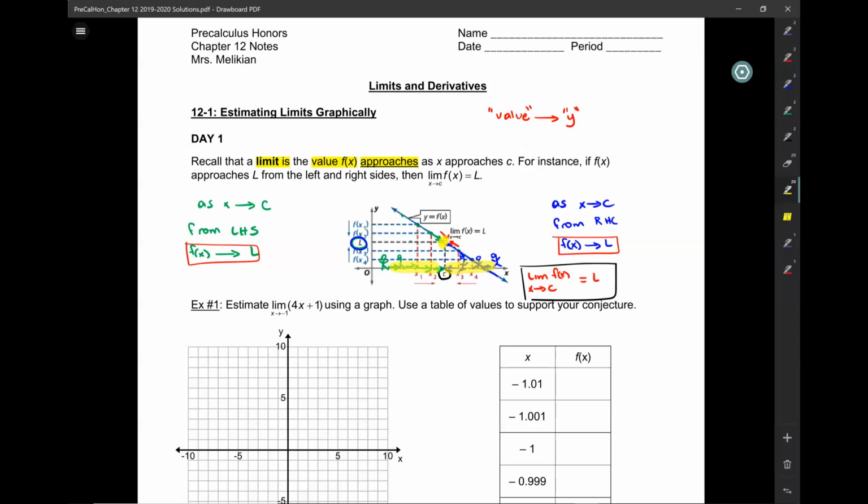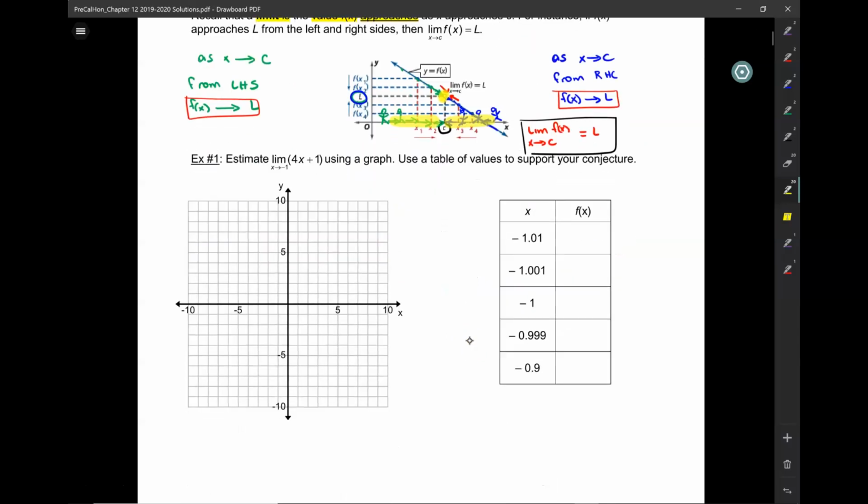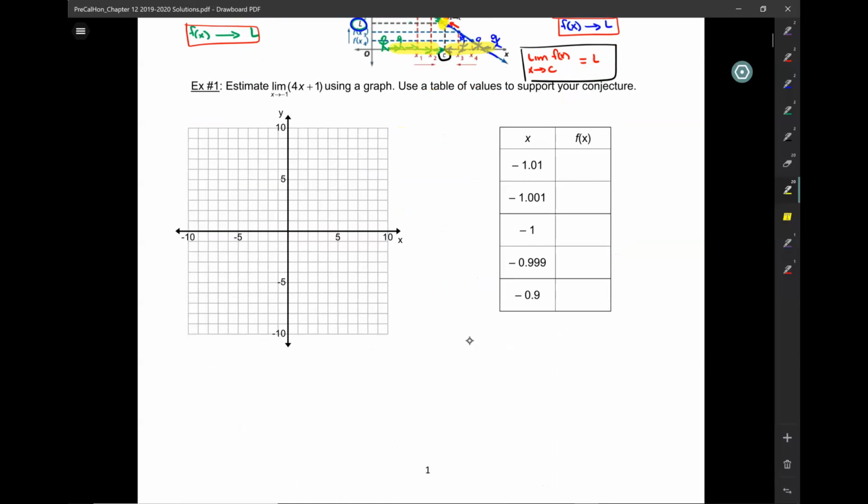And now you probably have lots of questions and you're like, well, that's always going to happen. If you move towards a graph from the left side and from the right side, it's always going to reach the same point. But you know what? That's not necessarily the case. And this section is all about all of those different scenarios. So let's move on and let's do an actual example here.